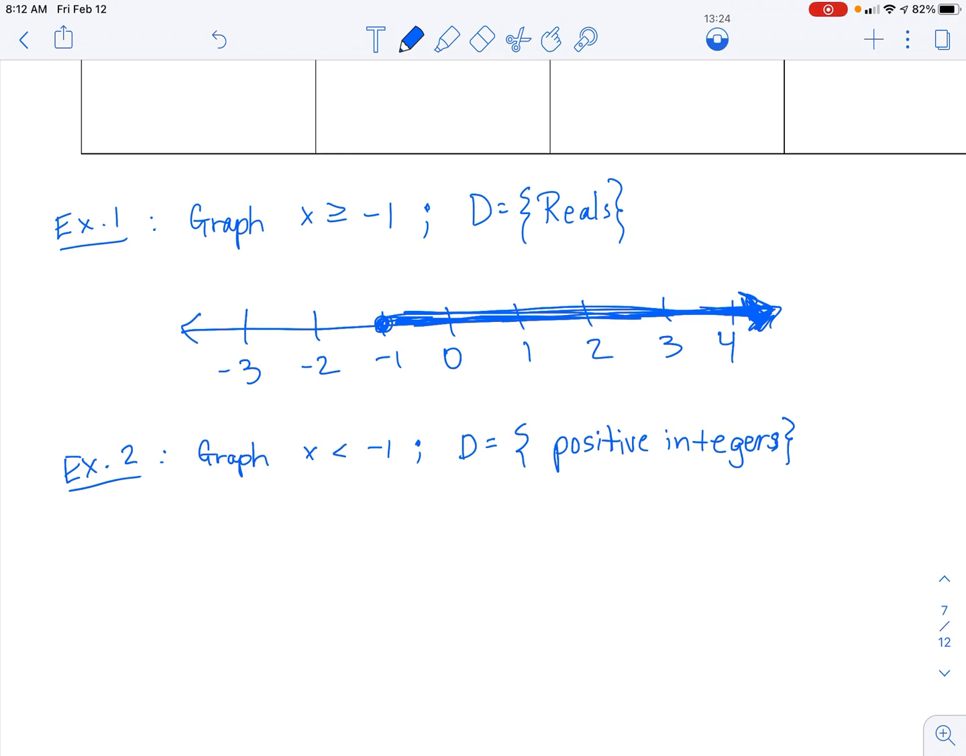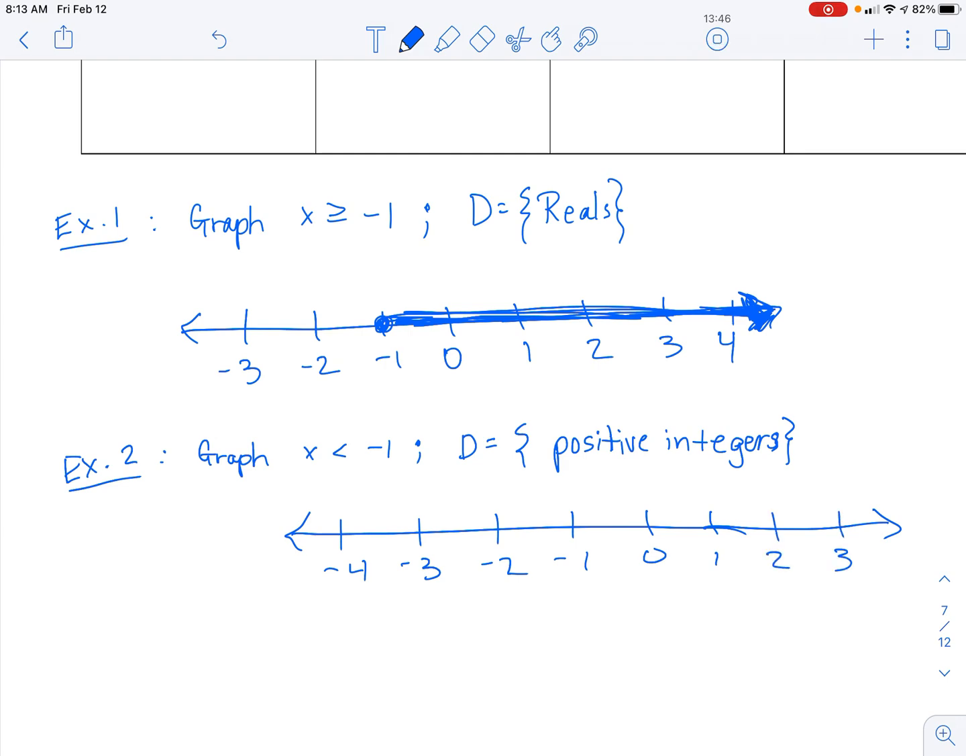So let's see if we can graph this thing. Positive integers. I'm going to start my number line at -4. I want you to do the same thing because I want your number line to reveal that it's not going to include those negative numbers. Let's draw this a little bit further out. So let's look at this. So x is less than -1.